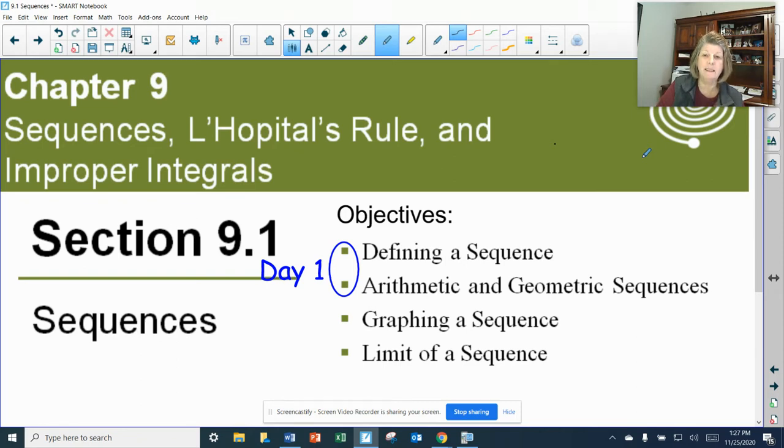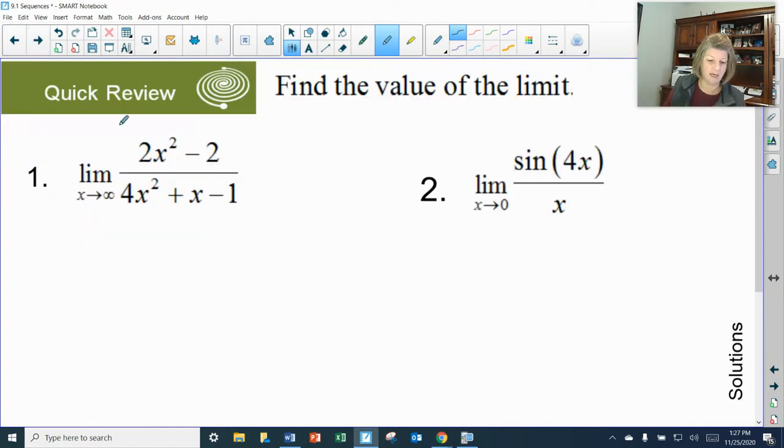We're going to break section 9.1 down into 2 days. So today we're going to look at defining a sequence, like arithmetic and geometric. And then tomorrow we'll work with graphing a sequence and the limits of sequences. So let me move that. And let's look at what we've got coming our way.